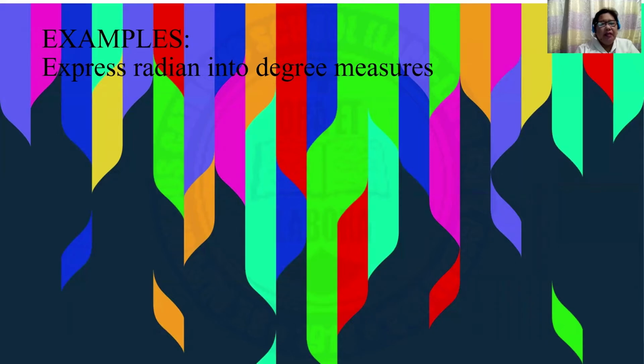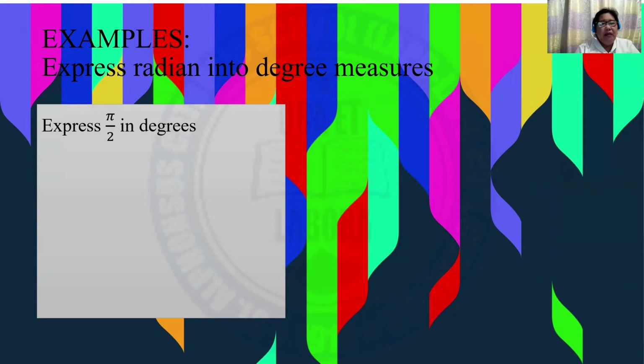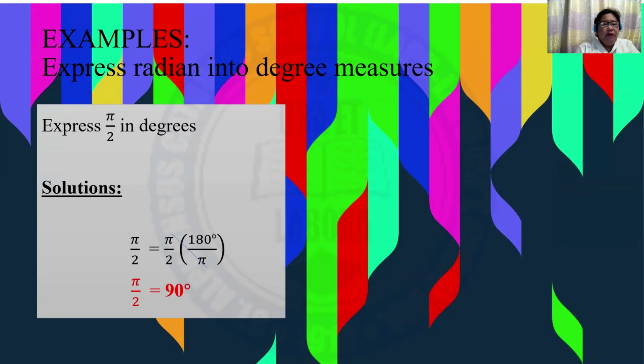Another example. By this time, expressing radian to degree measure. Given pi over 2, we are going to express this in degrees. For the solution, multiply pi over 2 by 180 degrees over pi. By this time, you cancel pi. So 180 degrees over 2 is equivalent to 90 degrees. Therefore, pi over 2 is simply equivalent to 90 degrees.